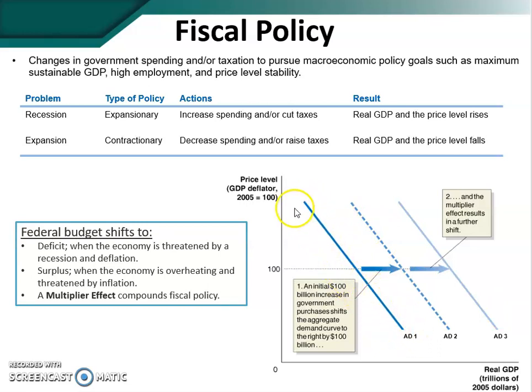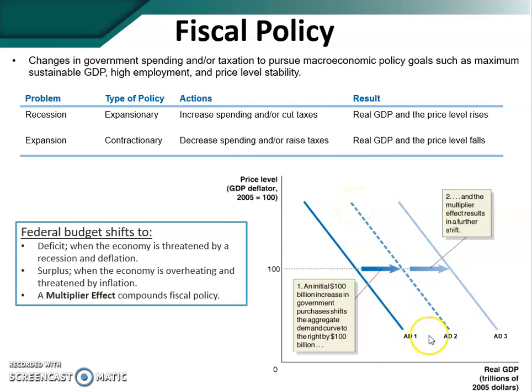So let's say we start here at aggregate demand curve 1. Real GDP on the horizontal axis, price level on the vertical. Let's say that the government implements, because we're in a recession, expansionary policy. So they're going to spend more and or cut taxes. Well, that's going to shift aggregate demand to the right from AD1 to AD2.